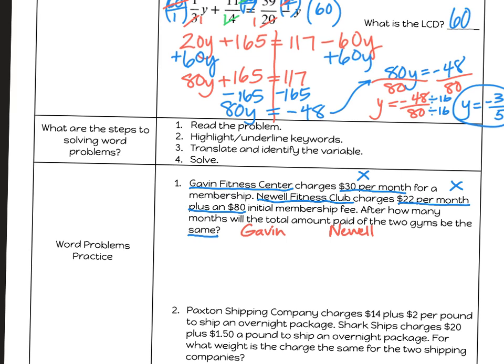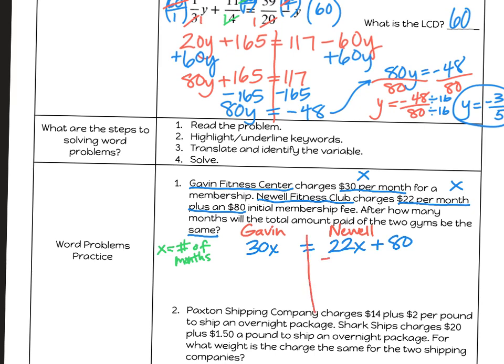Okay, so we know that Gavin's Fitness Center is 30x because it's $30 per month. And we know that Newell is 22x, but plus an $80 flat fee, meaning you just pay it once. Okay, so in order for us to figure out when they're going to cost the same, we need to solve for x. X represents the number of months. Okay, so in order for this all to make sense to you, you might want to write that down.